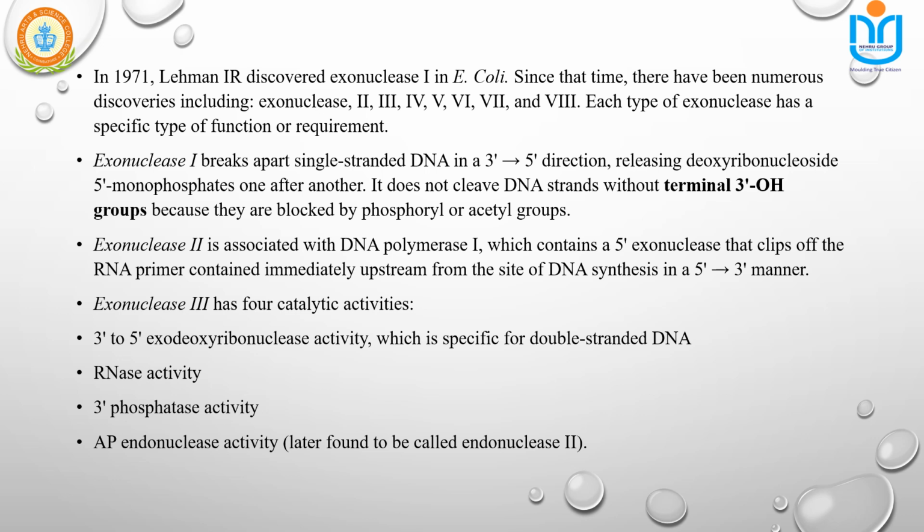Exonuclease 2 is associated with DNA polymerase I, which contains a 5' exonuclease that clips off the RNA primer contained immediately upstream from the site of DNA synthesis in a 5' to 3' manner. Exonuclease 3 has four catalytic activities: 3' to 5' exodeoxyribonuclease activity, which is specific for double-stranded DNA, RNase activity, 3' phosphatase activity, and AP endonuclease activity, which was later called endonuclease 2.